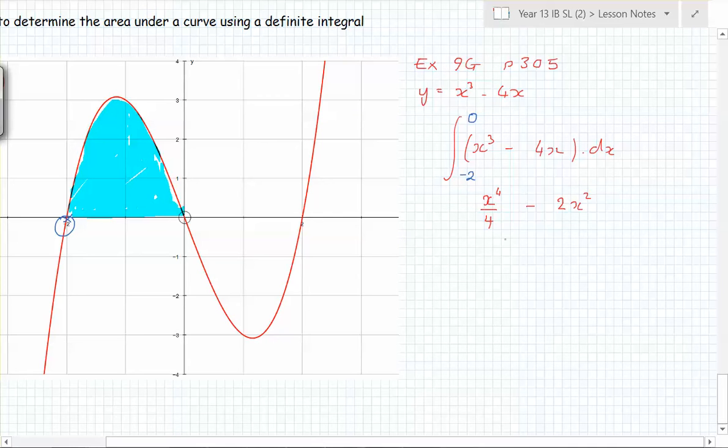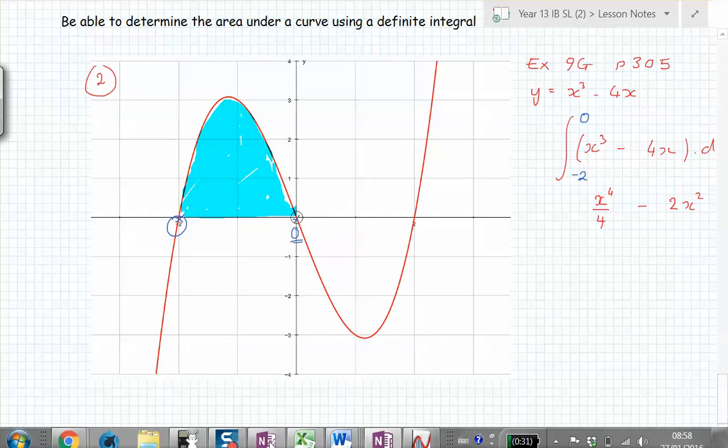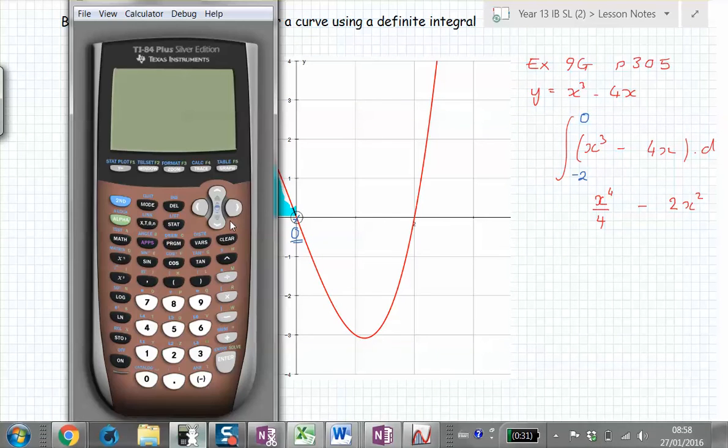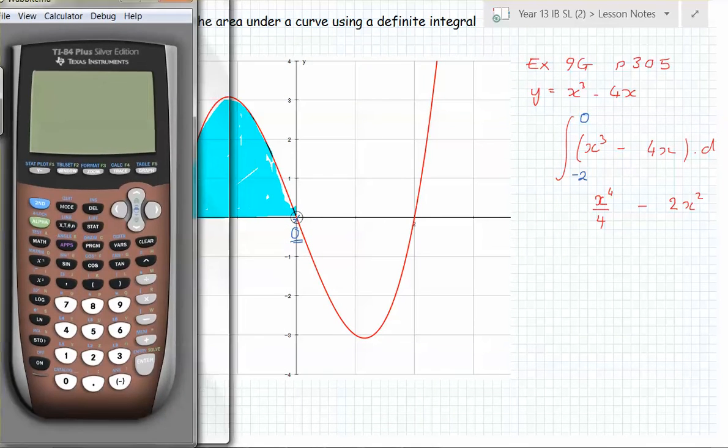And what we will look at is how we apply that. But to start with, what we'll do is, how do we find it using a calculator? So, upper limit 0, lower limit minus 2. Right, so using your calculator then, to determine that area.